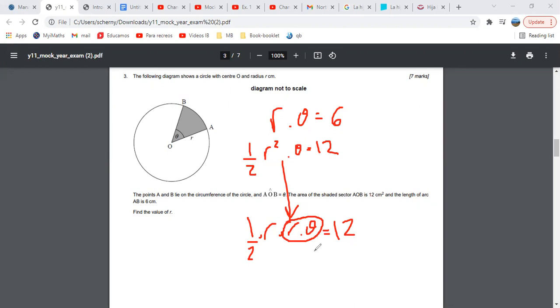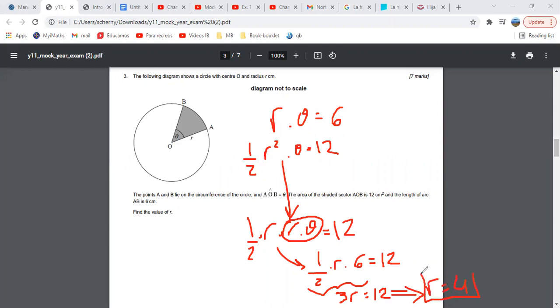So if this is equal to 6, then this equation becomes 1/2 times R times 6 is equal to 12, okay? Now 1/2 times 6 is equal to 3. So 3 times R is equal to 12, okay? And this is just one equation with one unknown variable. So this says that R is equal to 4. And this is the answer, okay?